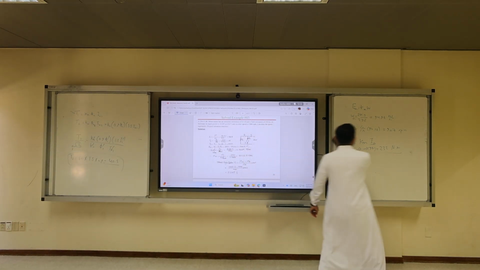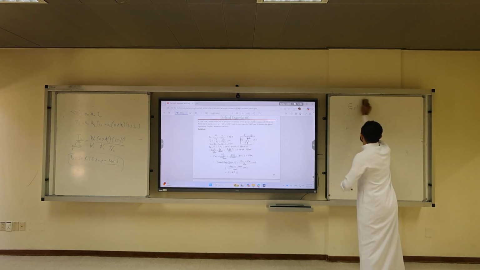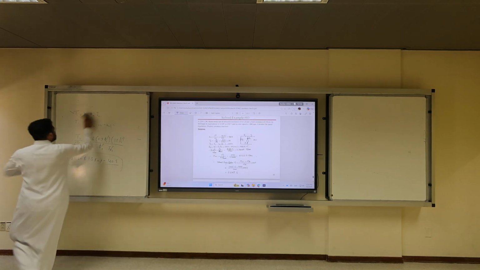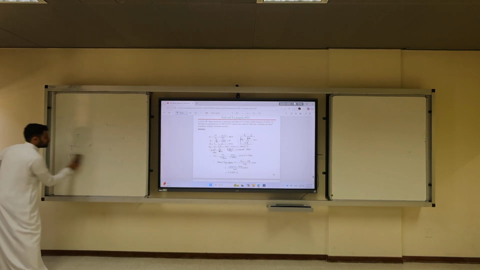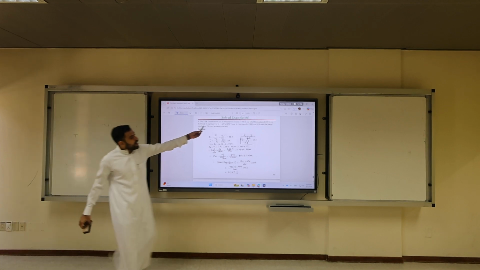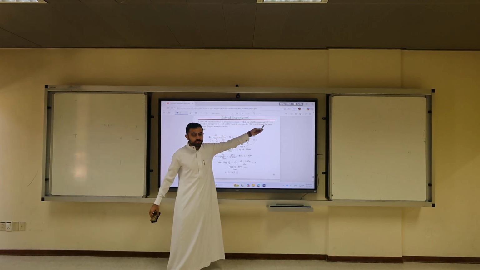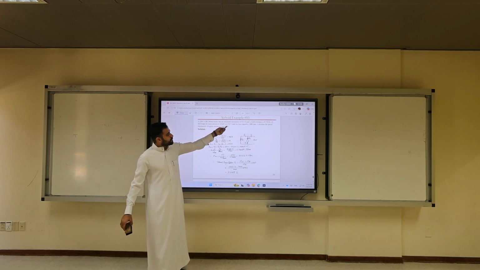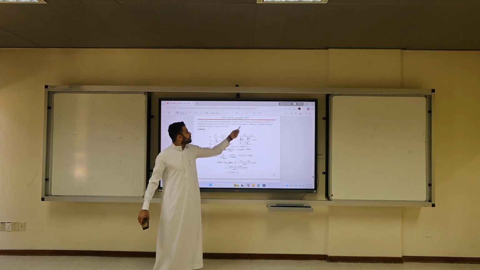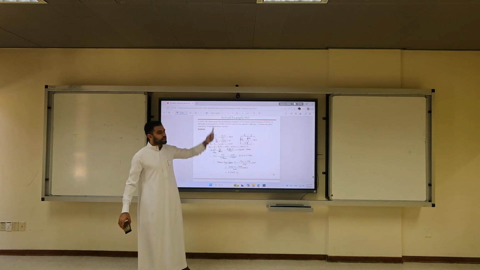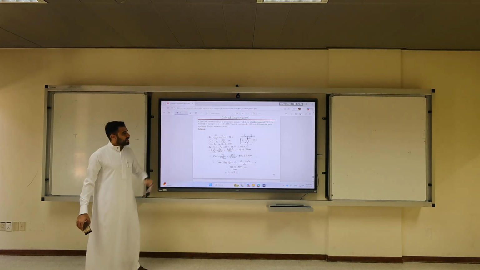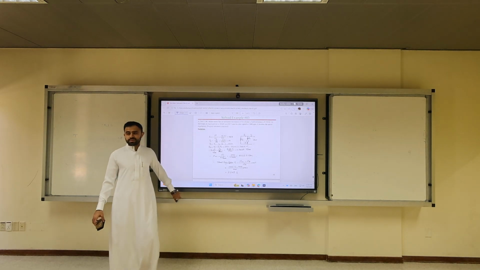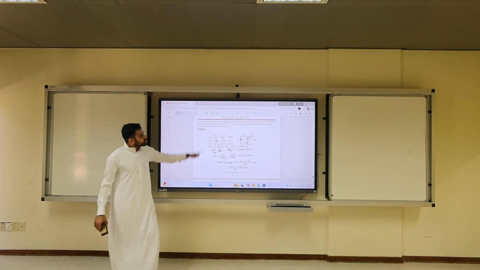Another shunt motor example. A 250 volt DC shunt motor has an armature resistance of 0.1, field resistance 250. At full load, input power is 14 kilowatts, speed is 1000 RPM. Calculate the speed regulation. Neglect armature reaction. Okay? It has many meanings, but one of the meanings is ignore rotational losses. So how to solve this example?